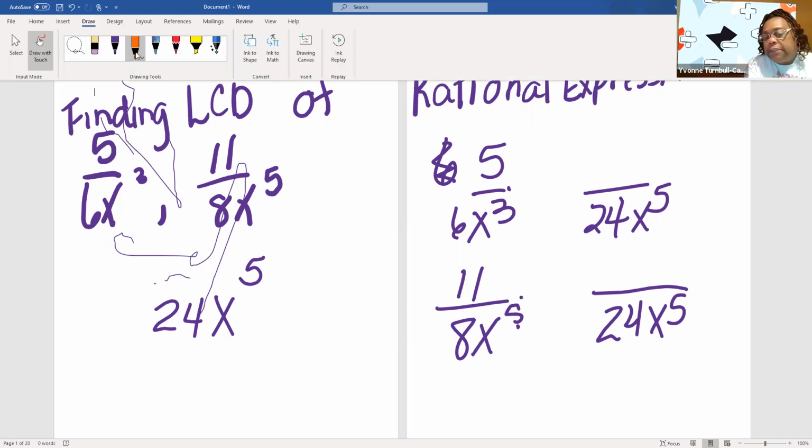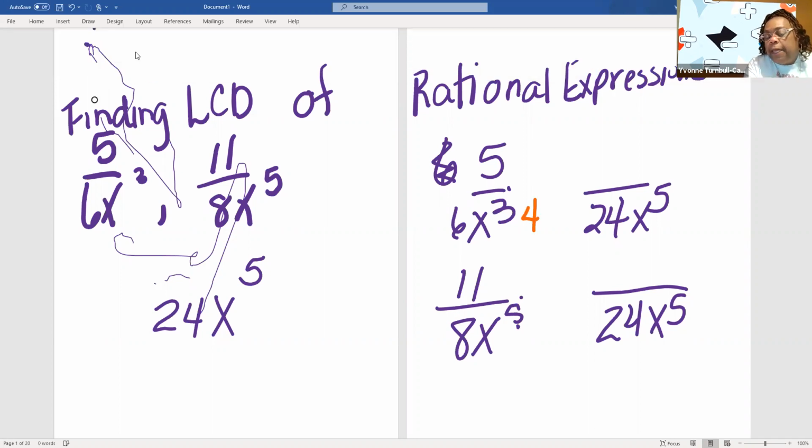In order to get from 6 to 24, I'm going to multiply by 4. In order to get from x cubed to x to the 5th, I'm going to consider the product rule, which says we add exponents. So what plus 3 gives me 5? That's a 2. And remember, whatever you do on the bottom, you have to do on the top, because we're basically making equivalent fractions.